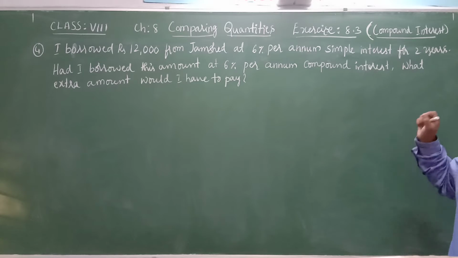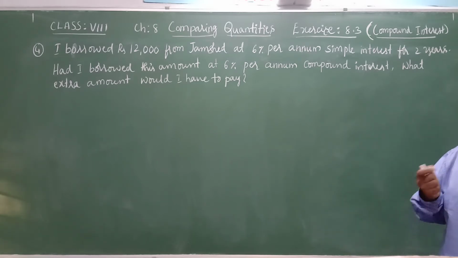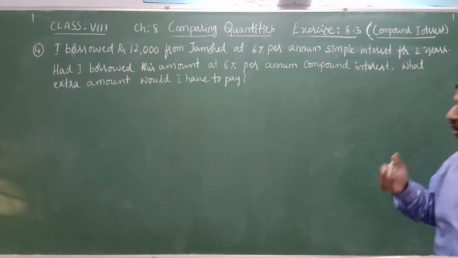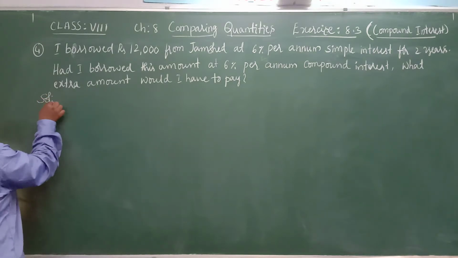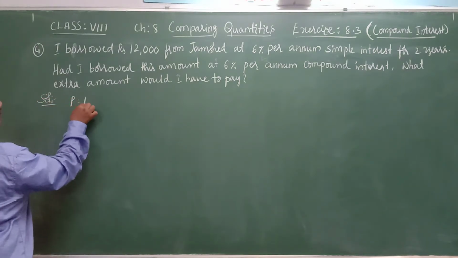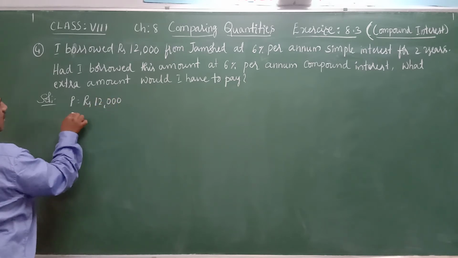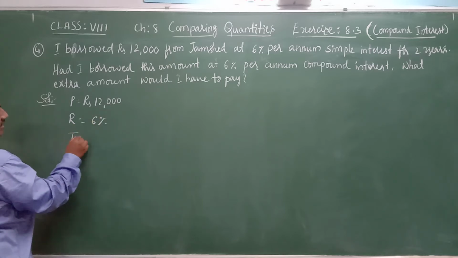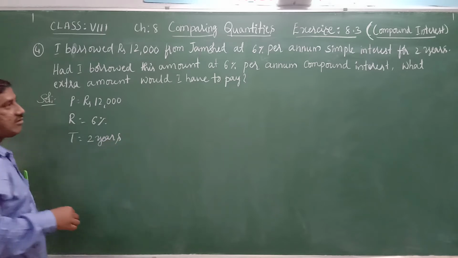So in this question you have to find simple interest as well as compound interest. Now see here, what is the principal amount? Principal amount P is equal to rupees 12,000 and rate of interest R is equal to 6%. Then time T is equal to 2 years.